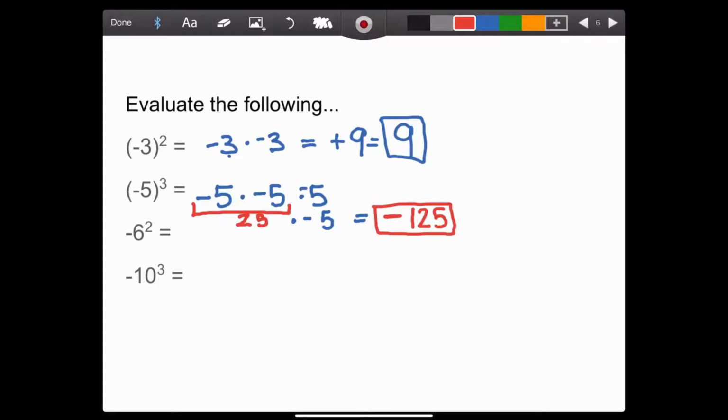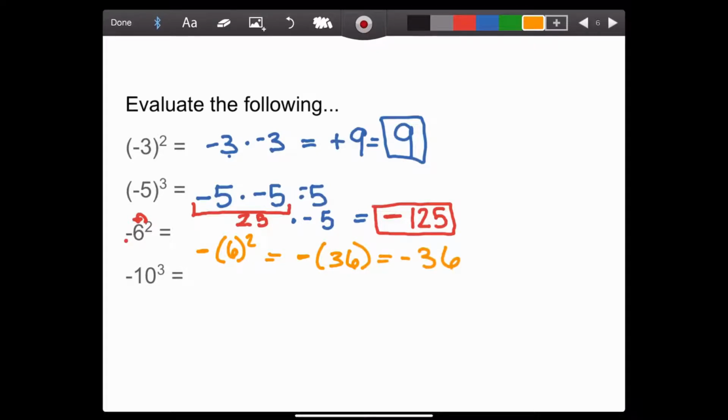Okay. All right, negative 6 squared. Now, we have to be careful with this one. This is just saying that I'm squaring the 6, not the negative, okay? So this would be like a negative on the outside, and then you have the 6, and you're squaring that, okay? So it's not really a negative 6, it's a negative, and then you have 6 squared. So then 6 squared is 36. So this is negative 36.